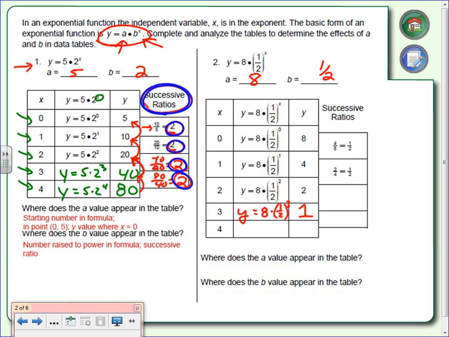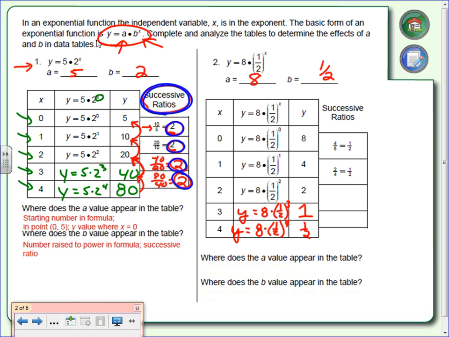The next one's 1/2. Let's do it one more time. We got 8 times 1/2 to the 4th power. So put that one in your calculator and see what you get. 1/2. Now, depending on how you're typing it in, guys, it may say 1/2 or it might say 0.5. But what do we know about the two things? They're both the same. 0.5 and 1/2 is the same thing. All right, so these are my y values: 8, 4, 2, 1, and 1/2.